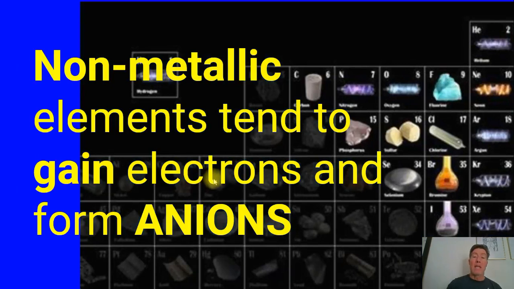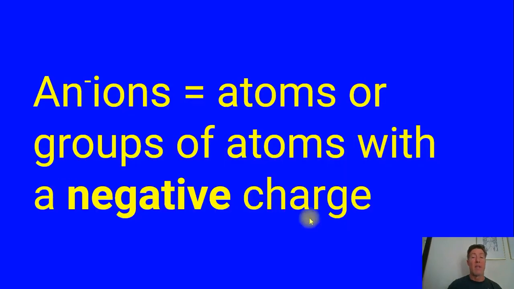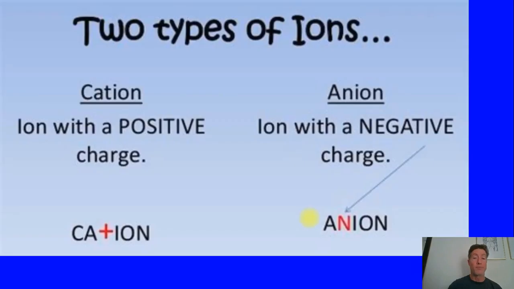Now, non-metallic elements, these are the ones over here on the right and top of the periodic table. These tend to gain electrons, unlike all of these metals. Metals tend to lose electrons, non-metals tend to gain those electrons and form negatively charged anions. So an anion is simply an atom or a group of atoms with a negative charge. And we try to remember that with the N here, the plus here, the N there.